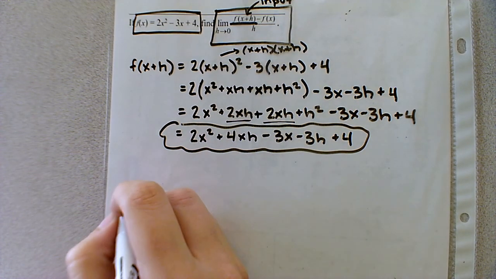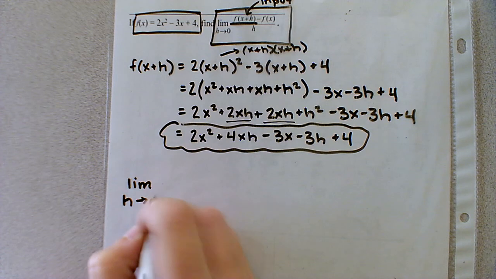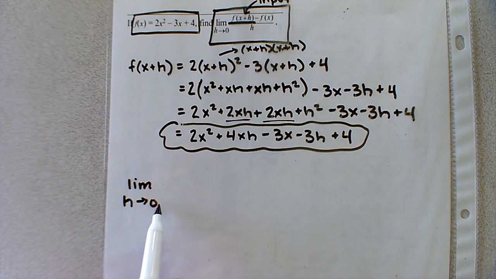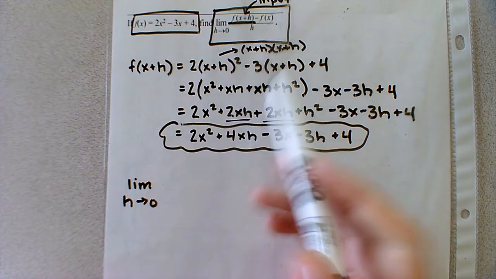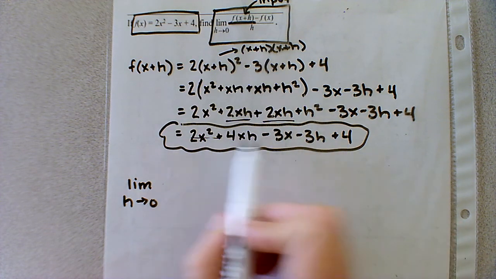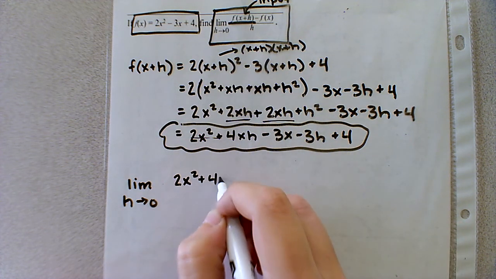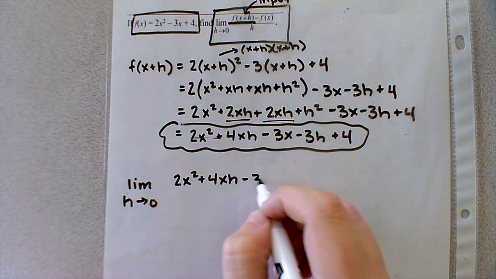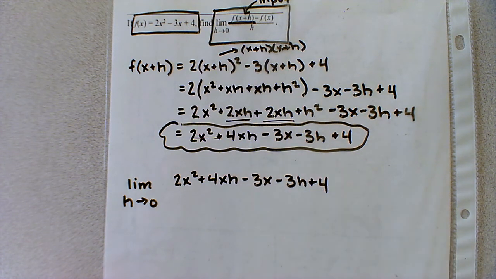Okay, so let's start to fill in what this limit is asking us to do. I'm going to copy down limit as h approaches 0. Instead of this f of x plus h portion, I'm going to copy down what I found or simplified here. So 2x squared plus 4xh minus 3x minus 3h plus 4.